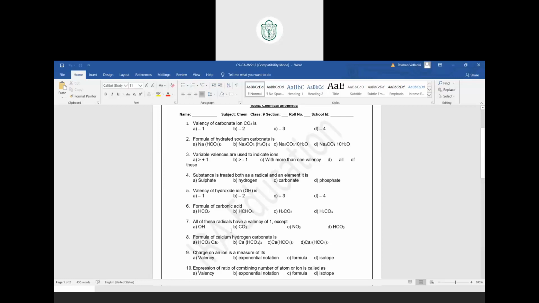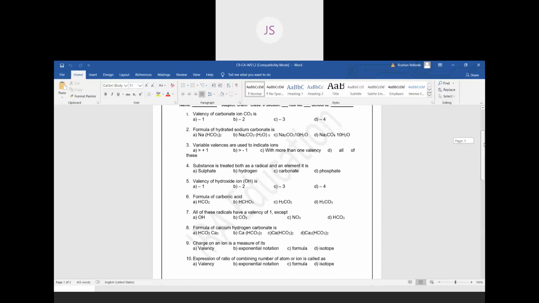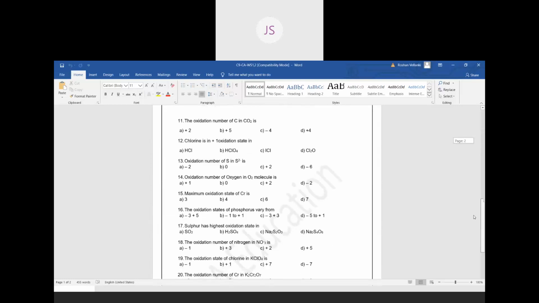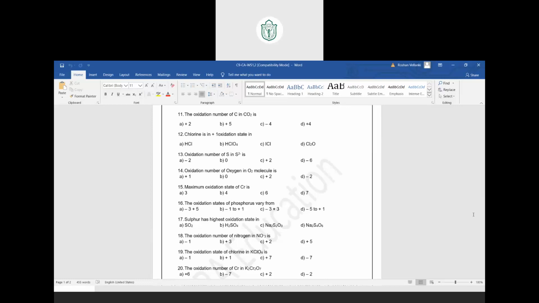Ninth one. The charge on an ion is a measure of its valency. Very good. Expression of the ratio of combining number of atoms or ions is called the formula. Very good. So 10 questions completed. How many of you got full marks? 10 out of 10. What is the 10th answer? Option C, formula.